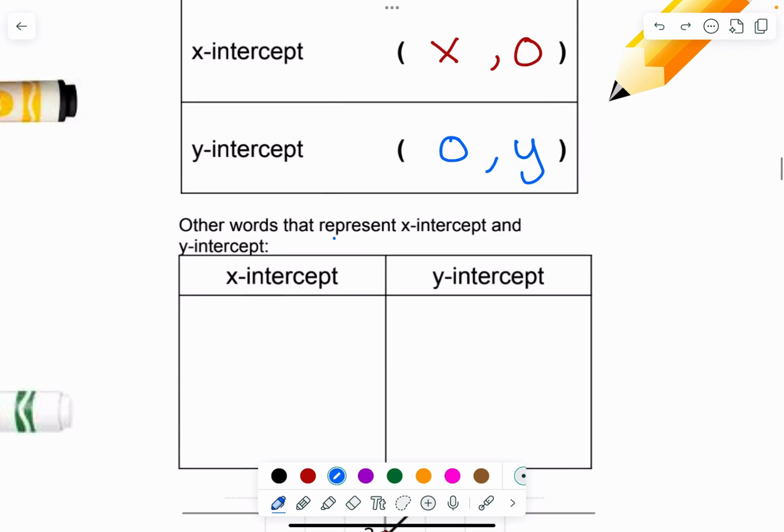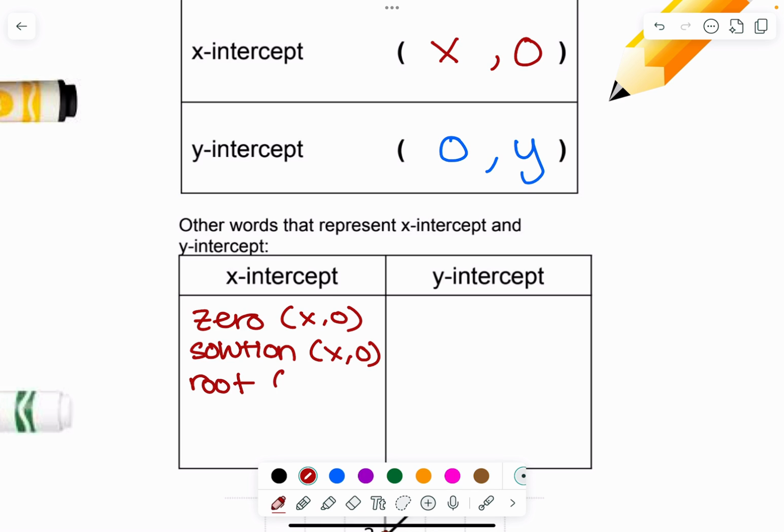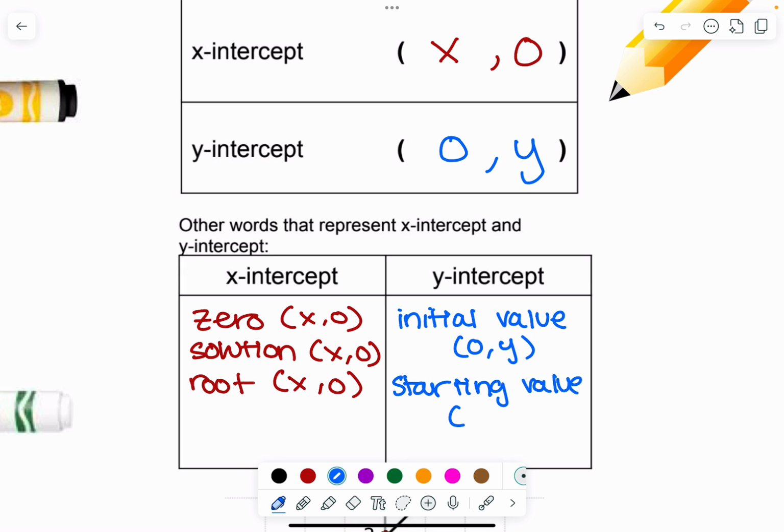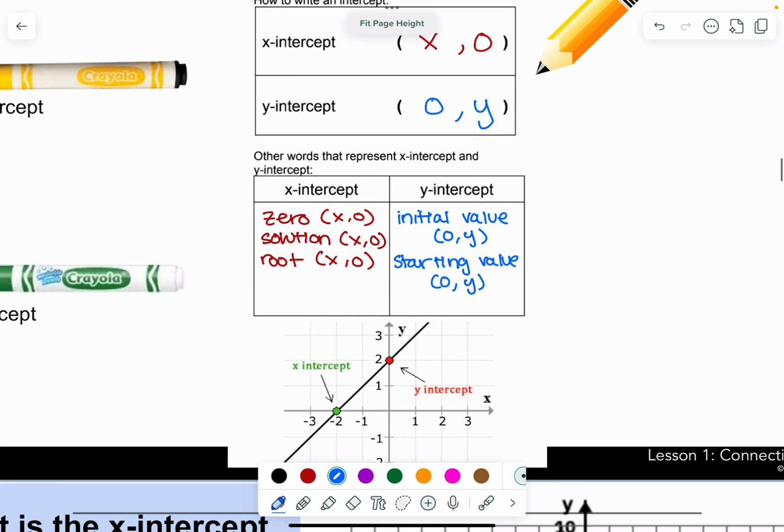Now, other words that represent x-intercept and y-intercept. We already kind of went over this. So you have 0 means x, comma, 0. Then you have solution, which is x, comma, 0. And then you have root, which is x, comma, 0. Other words that mean y-intercept are initial value, which is 0, comma, y, and starting value, 0, comma, y. Okay, that is the front side of the notes.